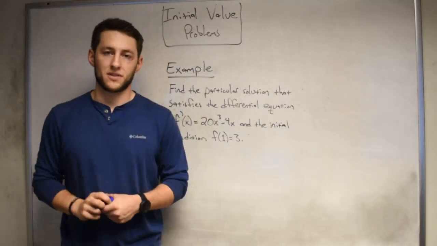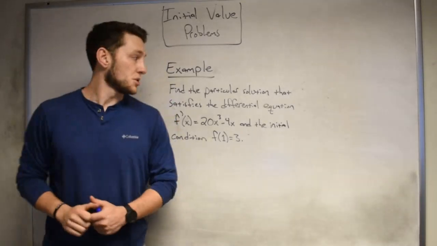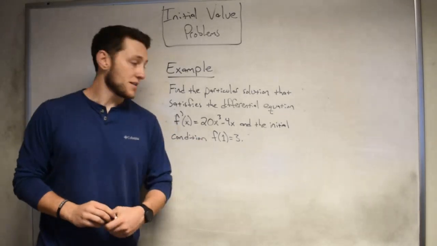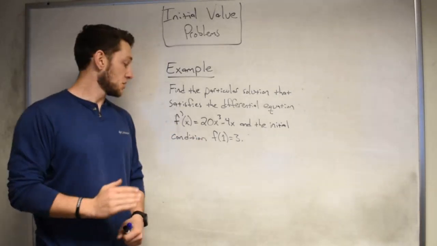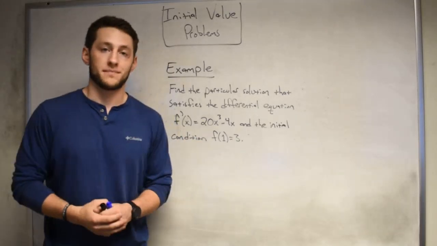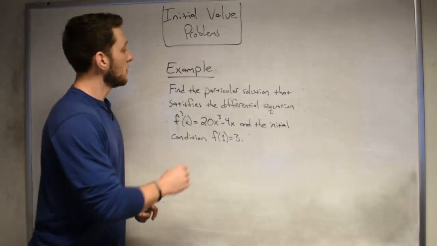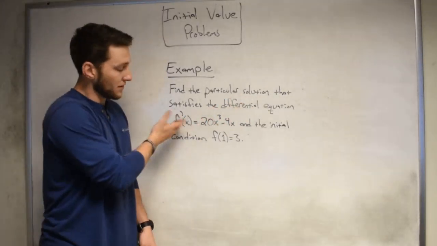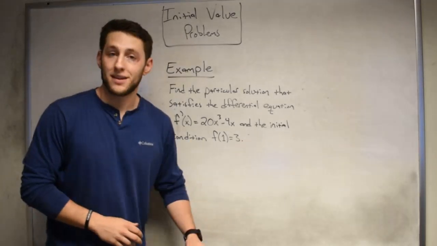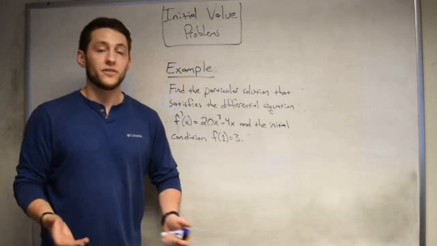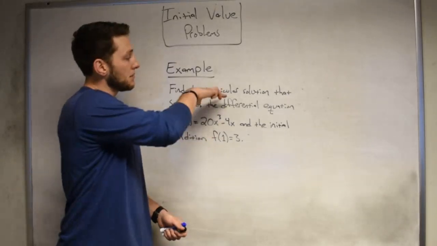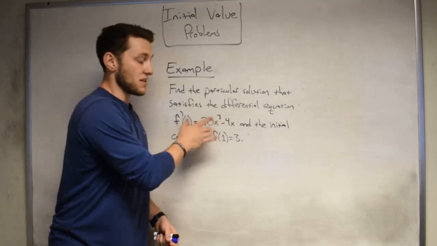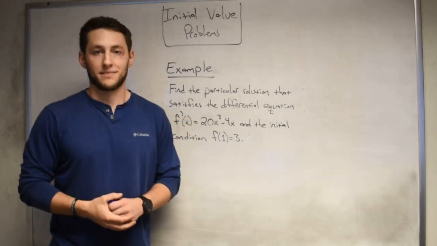Now let's try this example on for size. Find the particular solution that satisfies the differential equation f prime of x is equal to 20x cubed minus 4x and the initial condition f of 1 equals 3. Now, quick note, when we talk about a differential equation, that's just an equation involving derivatives, as you can see. When we talk about initial conditions, that's just some additional info about the original equation. And when we talk about a particular solution, that means the unique f that satisfies these two things. So we're just after f of x again.